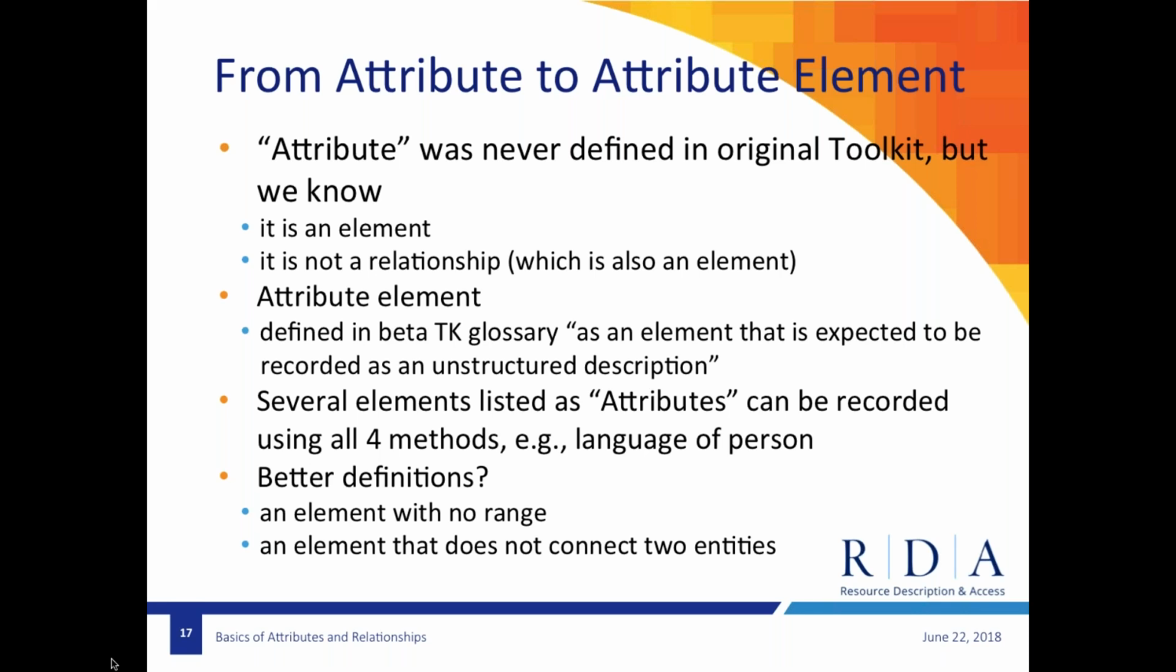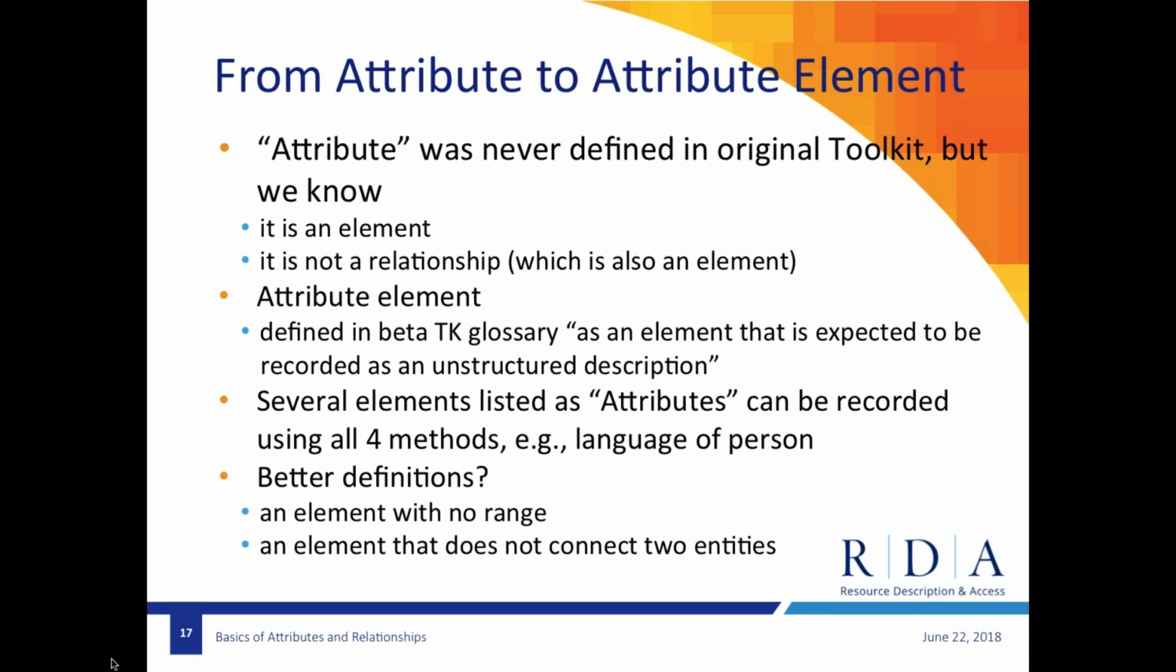The original toolkit never explicitly defined attribute, perhaps because that was explained in the models upon which RDA was based, but you couldn't actually find a definition there. But we knew instinctually what it was from how it was used, right? We knew it was an element, and we knew it was not a relationship. So an attribute is an element. In the beta glossary, it's defined as an element that is expected to be recorded as an unstructured description.